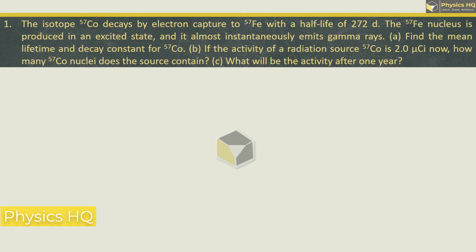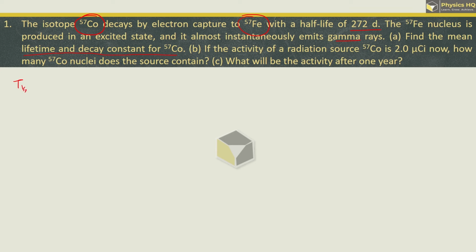The isotope of cobalt with mass 57 decays by electron capture to iron with a half-life of 272 days. The ferrous nucleus is produced in an excited state and it almost instantaneously emits gamma rays. Find the mean lifetime and decay constant for cobalt.